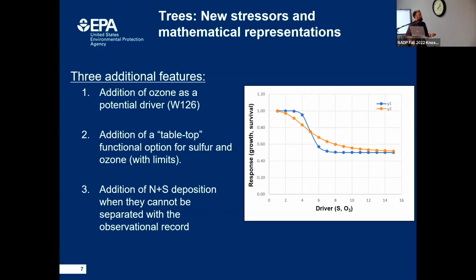And the third is in cases where nitrogen and sulfur are really highly correlated, our ability to really be confident about what we're looking at when we see a curve is questionable. So we wanted to add this total deposition driver for the cases where we really can't disentangle them using this observational approach.